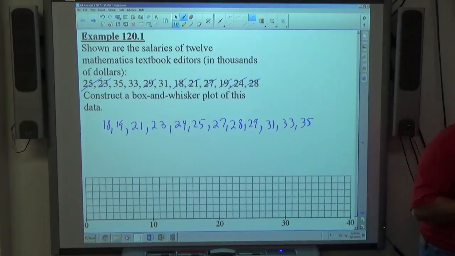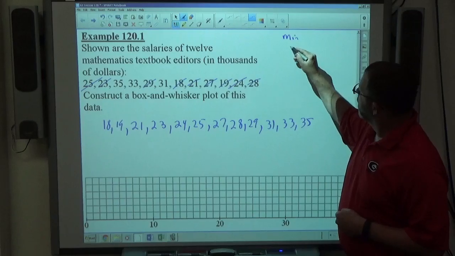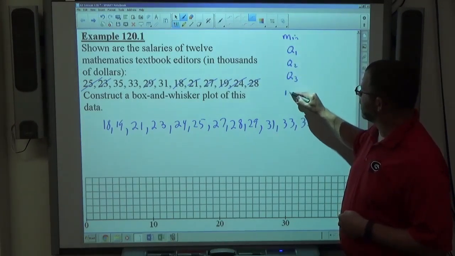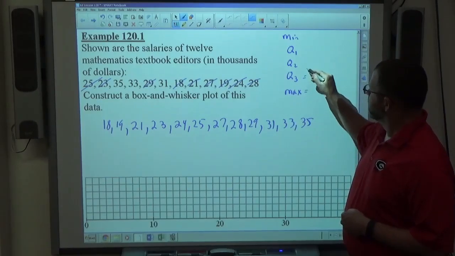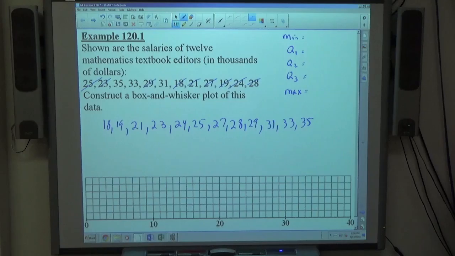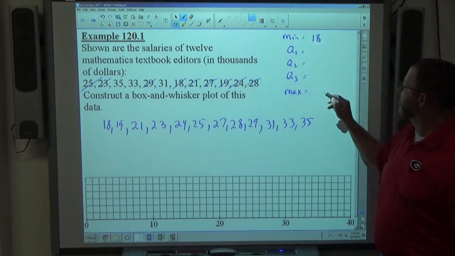Okay, to make a box and whisker plot, I'm looking for 5 specific numbers. I'm looking for the minimum, first quartile, second quartile, third quartile, and the maximum. The min and max I think are self-explanatory. The smallest number on the list is 18. The largest number on the list is 35.